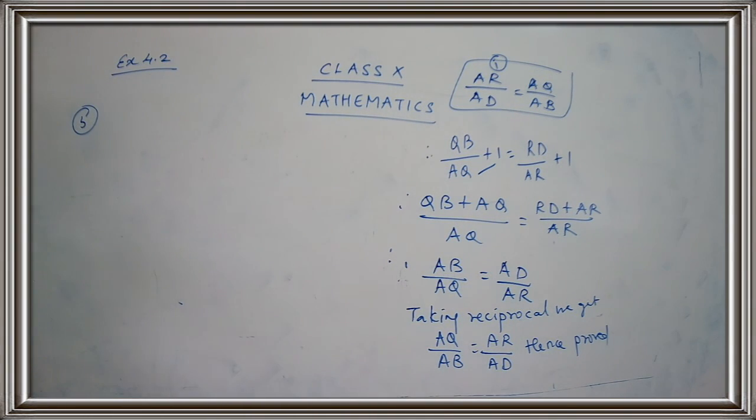Get ready with the question. Rhombus PQRB is inscribed in triangle ABC.